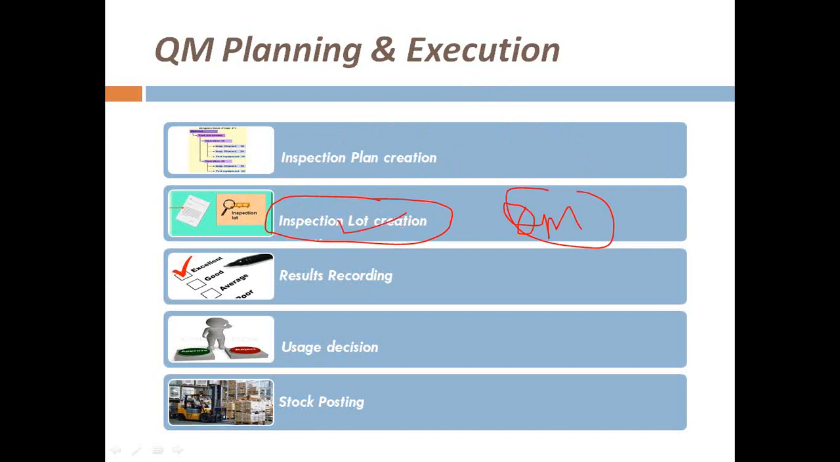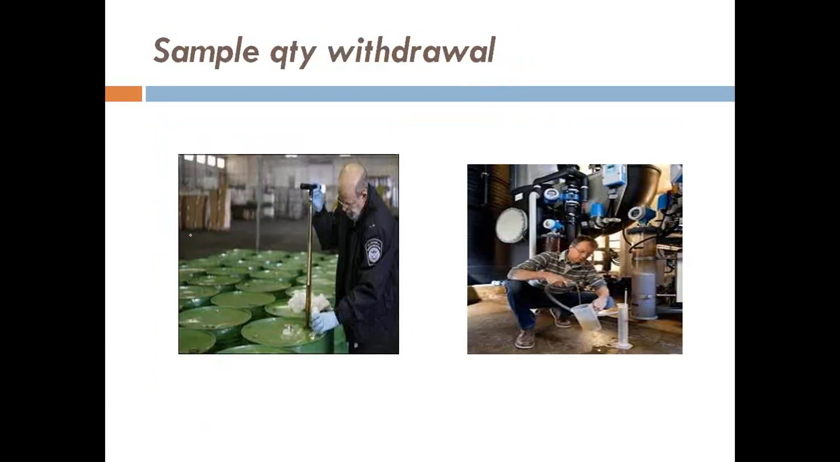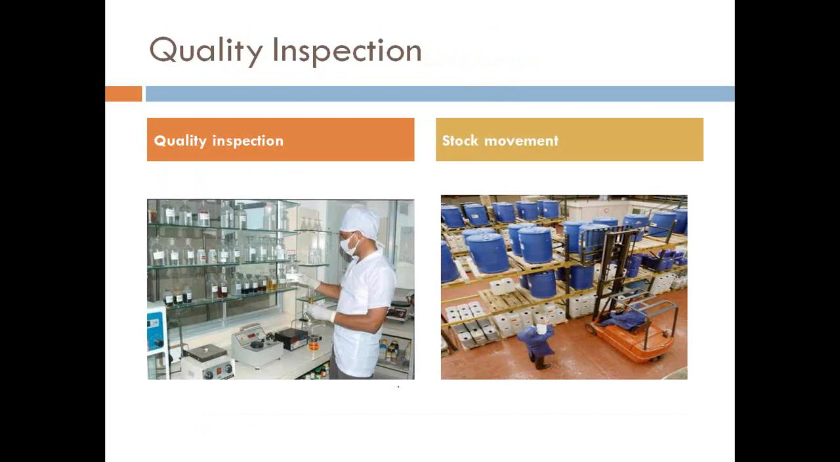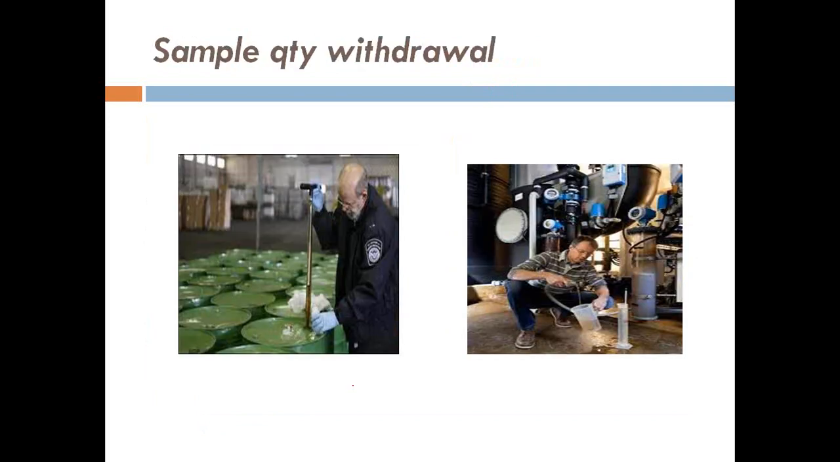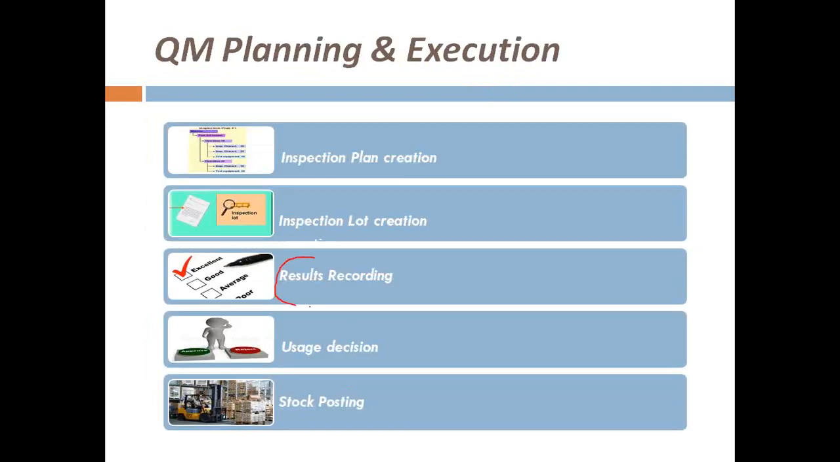Once the inspection lot is created, the quality person will go to the material and take the sample, according to the sample quantity in the lot. Once he takes the sample, he goes to the quality lab and does the quality inspection. He will check all the required parameters, and once he has checked them, he will do the results recording, entering in the system whatever results he gets.